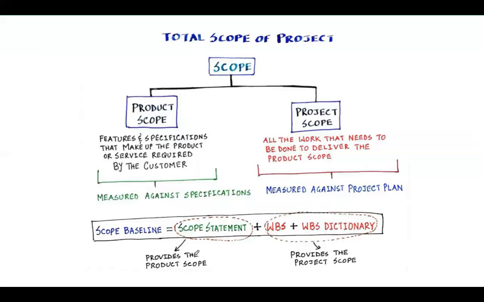So total scope consists of product scope and project scope. Product scope is measured against specifications, project scope is measured against the project plan, and the scope baseline is the scope statement, which is kind of key in this area. So we have scope statement plus work breakdown structure plus the dictionary. That's the scope baseline, and that is what you're going to be controlling and comparing against. So we have a scope baseline.